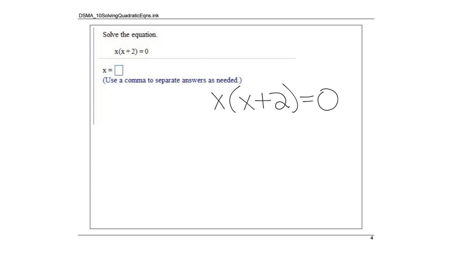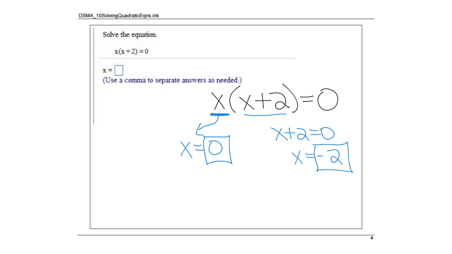What we're going to do is, again, use that zero factor theorem, but we only have x, and so we're going to set x equal to 0. That's going to be one of our solutions. Over here, we're going to set x plus 2 equal to 0, and that would give us -2. So again, we have two answers, and we have to put both of those answers into our answer block here. So for this function, it's going to cross the x-axis at -2 and 0. So those are our solutions.